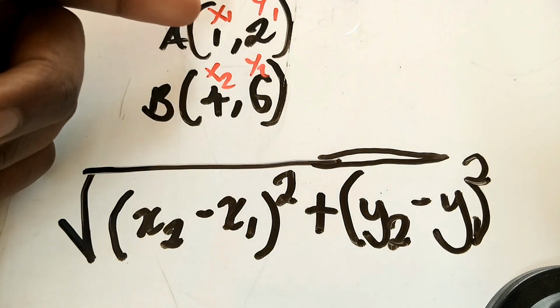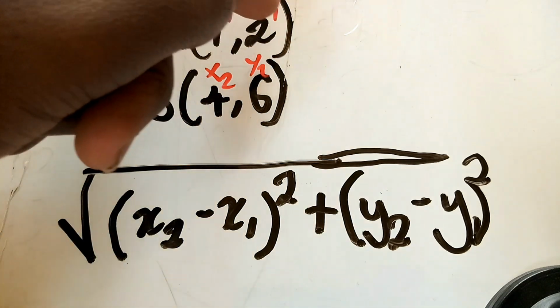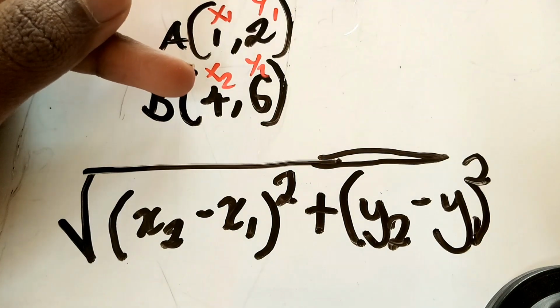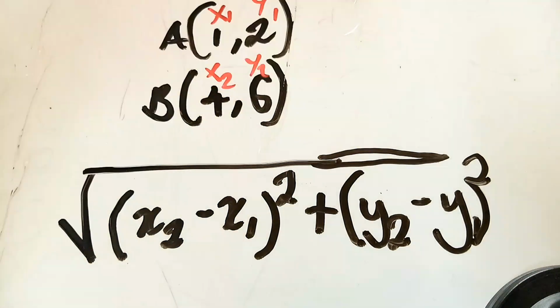So we have our x1 here, so we'll put this one there. The y1, which is 2, we'll put it there. We'll substitute this 4, which is x2, over there. The y2, which is 6, over there. So let's solve this question.